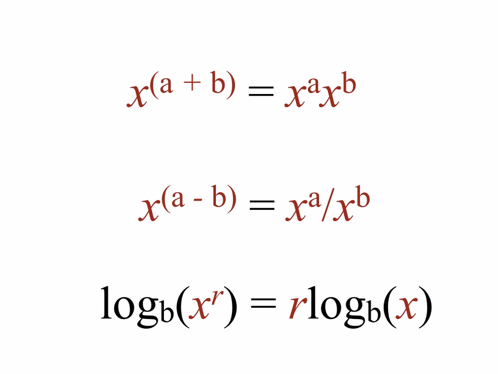So if you look at these three properties, it says that if you raise x to the power of a plus b, then you multiply x to the power of a times x to the power of b. If you're subtracting the exponents, then there's division. And then if there's a power on the variable in the logarithmic function, then that power can come out front. So log base b of x to the power of r is equal to r times log base b of x.